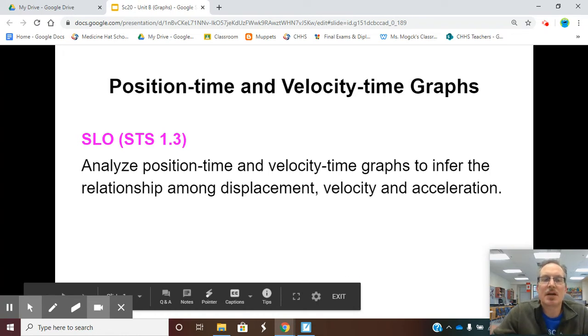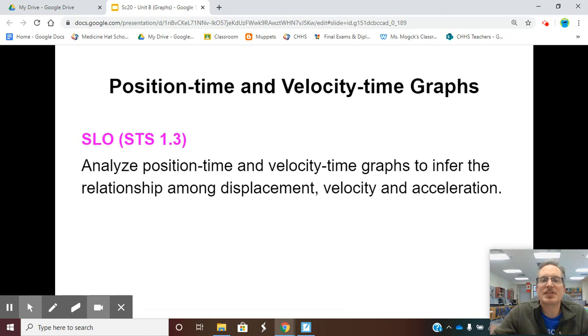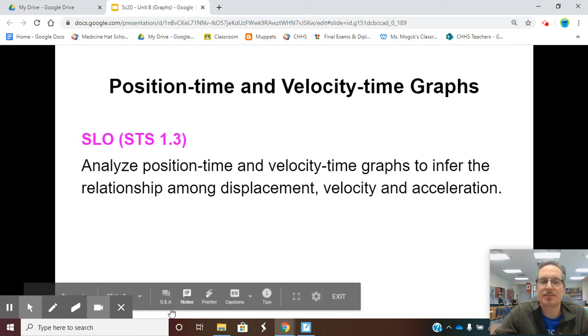Hello, Science 20s. Our lesson today is going to be on position time and velocity time graphs. We're going to analyze them and, when looking at these graphs, figure out the displacement, the velocity, and the acceleration in each situation.